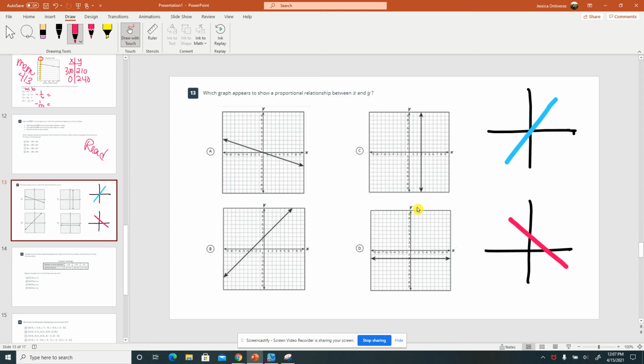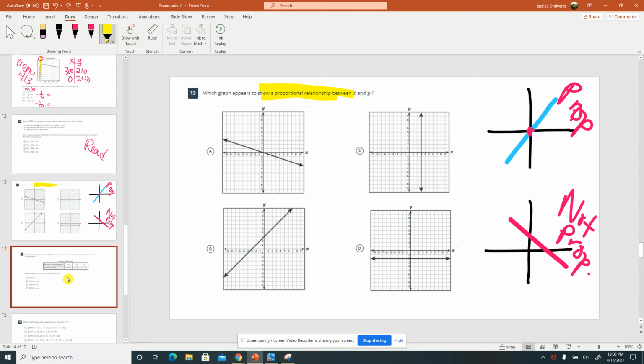For number 13, if the line passes through the 0, it's proportional. If the line doesn't pass through the 0, it's not proportional. Here, the question is asking which one of these shows a proportional relationship. Okay? So that's what you all need to choose from those answer choices.